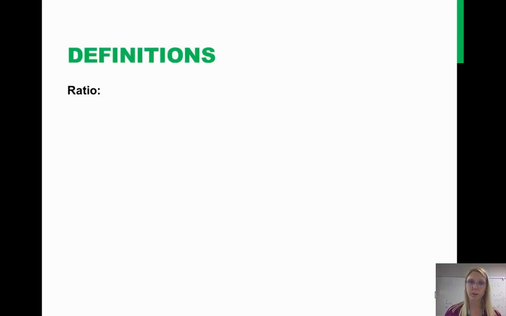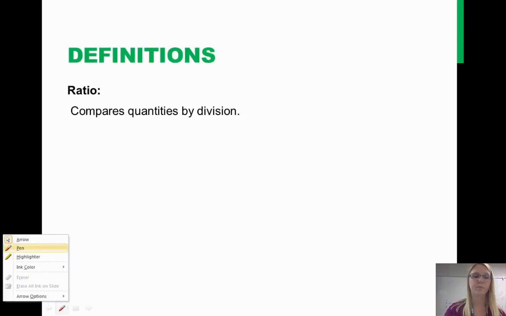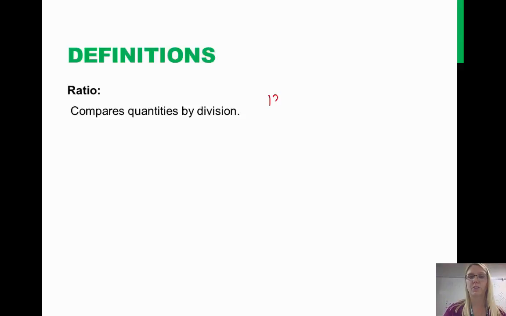First one is, what is a ratio? A ratio compares quantities by division. So for instance, one ratio might be 12 inches to 1 foot, or we could say 1 yard to 3 feet. A ratio is simply a fraction. It could be just like 3/4.